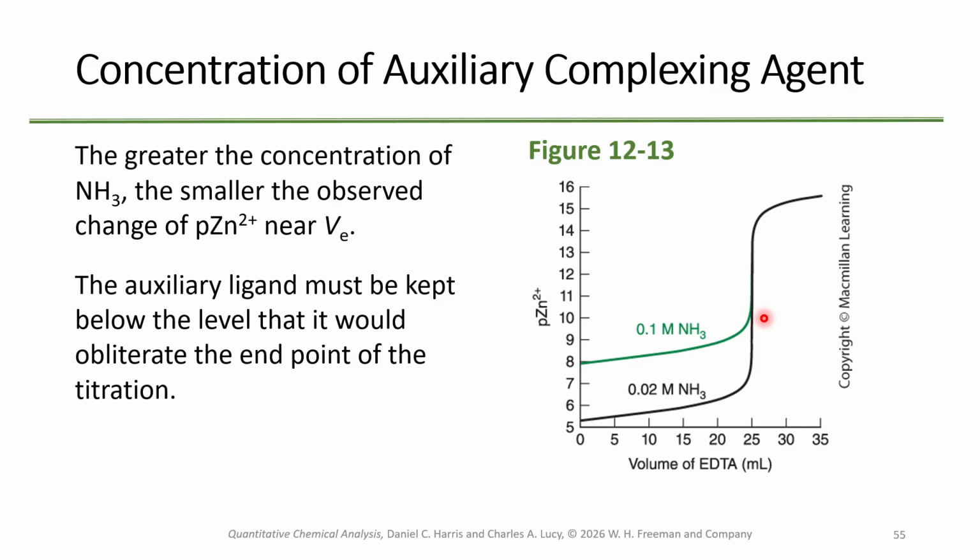Now, you do have to play a balancing act in all of these, in that your auxiliary ligand has to be kept below a level that would absolutely obliterate your endpoint here, and that you can actually find a distinct endpoint. Okay.